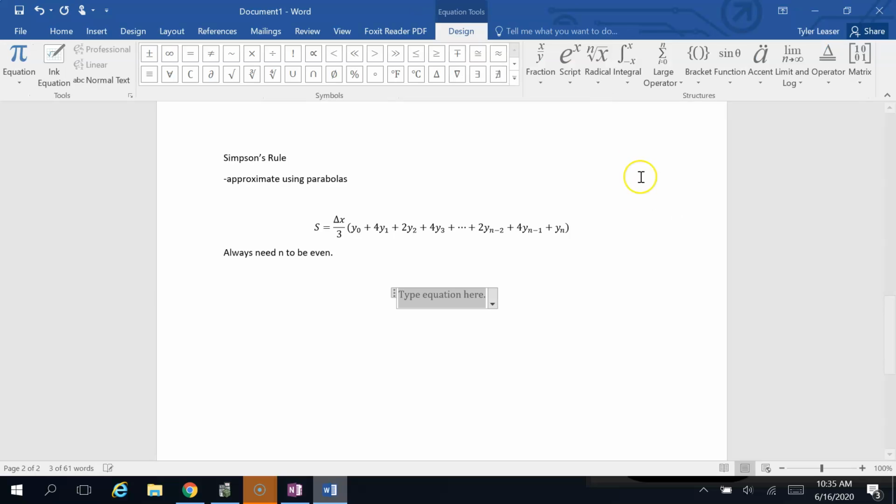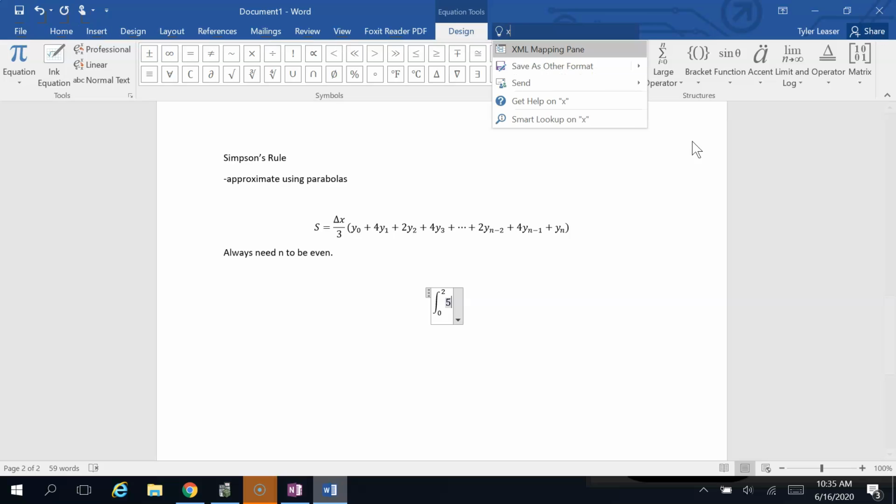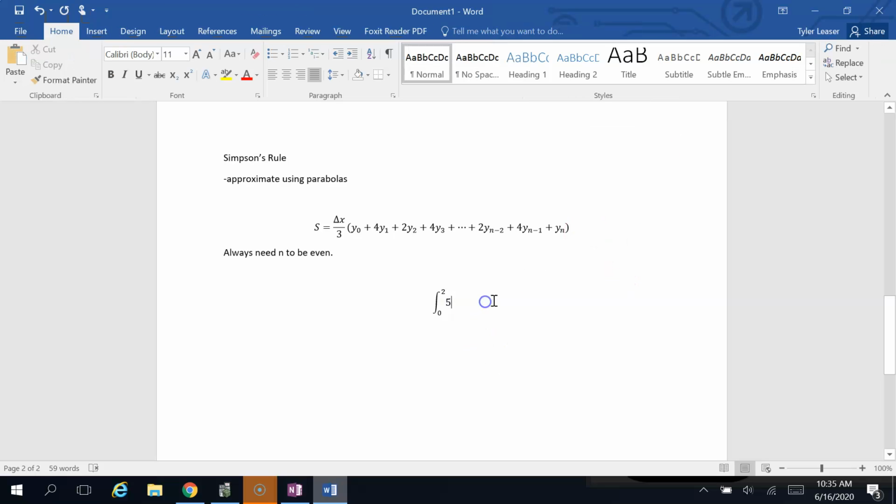Let's do the same thing that we did before. We're just going to jump straight into an example. Let's look at the example from 0 to 2, 5x to the fourth dx.